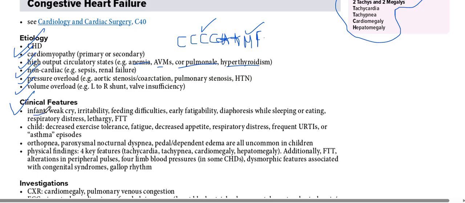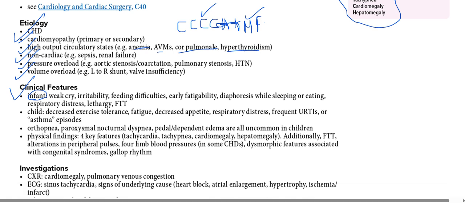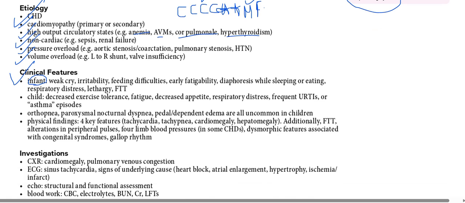An infant is a very new child. Less than 28 days of life is a neonate, and after that, before 1 year of life, is an infant. Infant will have a very weak cry. He will be very irritable, with feeding difficulties, early fatigability, diaphoresis, respiratory distress, lethargy, and failure to thrive.